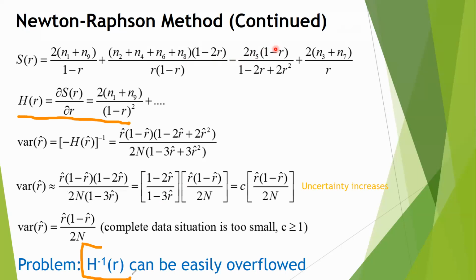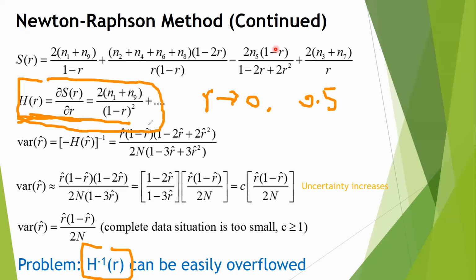The inverse of this second derivative can be easily overflowed. If R is close to either 0 or 0.5, this value can quickly go to 0, and if we want to take the inverse of this, it can be infinitely large, right? So this is the one problem, the overflowing problem that is associated with the Newton-Raphson method when we calculate the variance of the R.